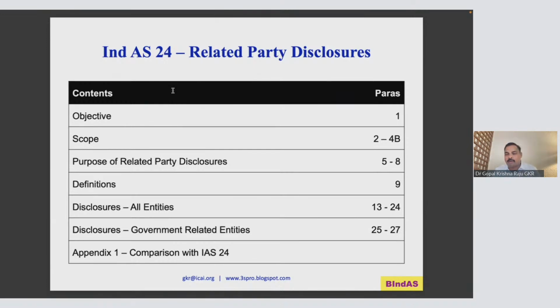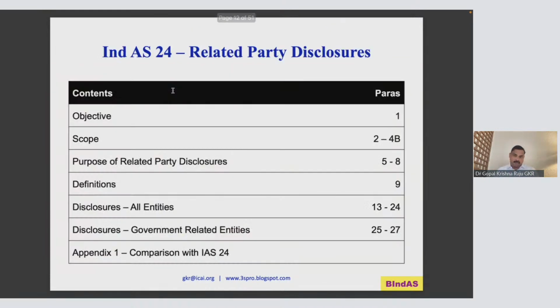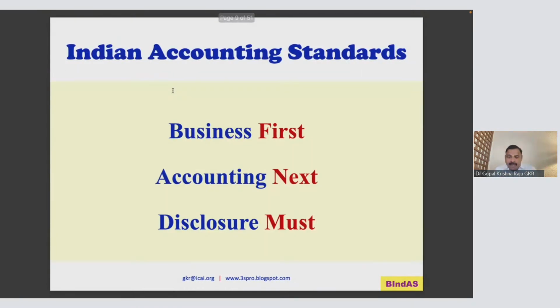And I want to make one observation before I venture into this. IndAS 24 is a disclosure standard. I repeat, it is a disclosure standard. It has nothing to do with accounting. I want to make one observation that in the entire Indian accounting standards, business is always first. Disclosure is a must and accounting is next.